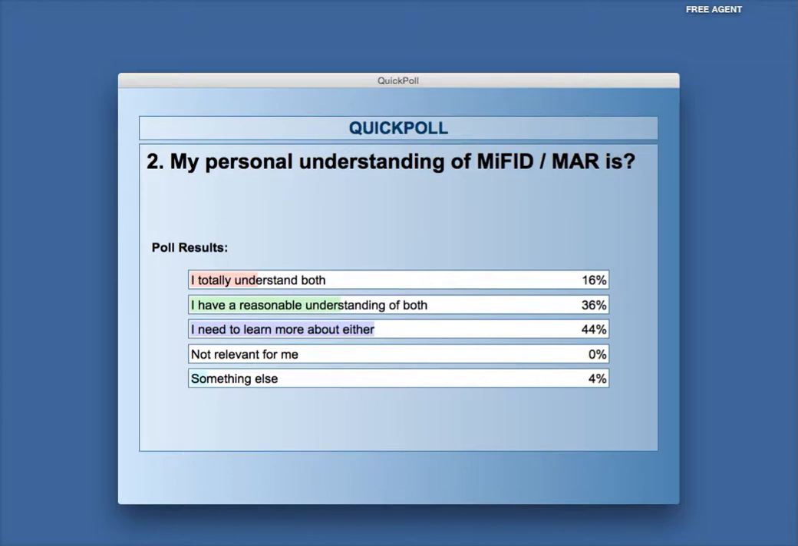Okay, so we have almost half of the people who've responded say they need to learn a little more about it. So hopefully that's what we'll accomplish some of it here.